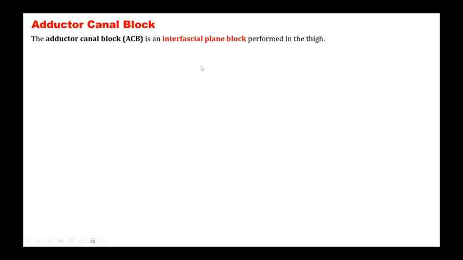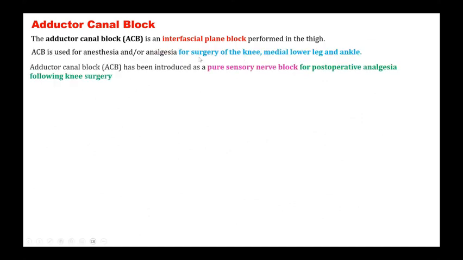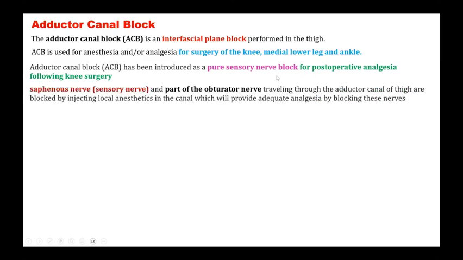So the adductor canal block is an interfascial plane block, and it is mainly used as an adjuvant for analgesia. It cannot be used as a sole anesthetic for any major surgery, but it is used for analgesia for surgery on the knee, lower leg and ankle. And it is mainly used for post-operative analgesia following knee surgery because of pure sensory blockade.